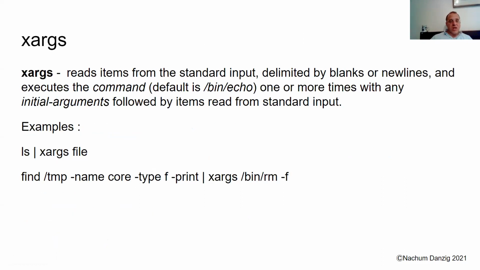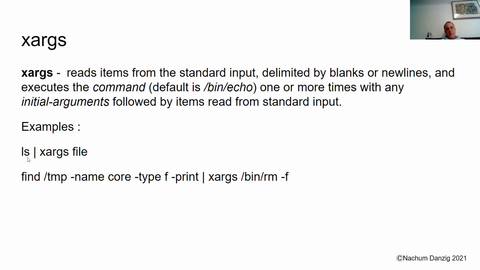xargs is for running arguments that you received in the standard input. In other words, ls, let's say, produces a list of files. Now, I'm going to send those files through the pipe, and I want to run file on it. But file is only built to work as file and then a list of file names to run it on. If you remember what file does, it tells you whether the file is an ASCII file or a binary file.